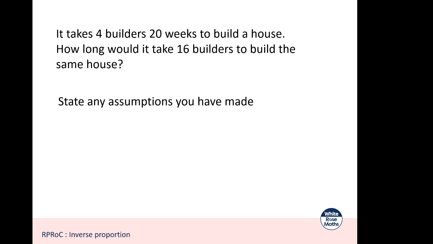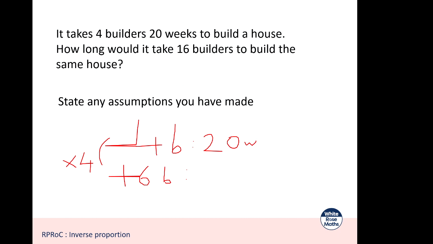It takes 4 builders 20 weeks to build a house. How long would it take 16 builders to build the same house? State any assumptions you've made. The logic here, guys, is the more builders I have, the less time it takes. So if it takes 4 builders 20 weeks, it's going to take 16 builders a fraction of that amount. To go from 4 to 16, I multiply by 4, so here I'm going to divide by 4, because it is going to take a quarter of the time. 20 divided by 4 gives us 5 weeks. So it would take 16 builders 5 weeks to build this house.